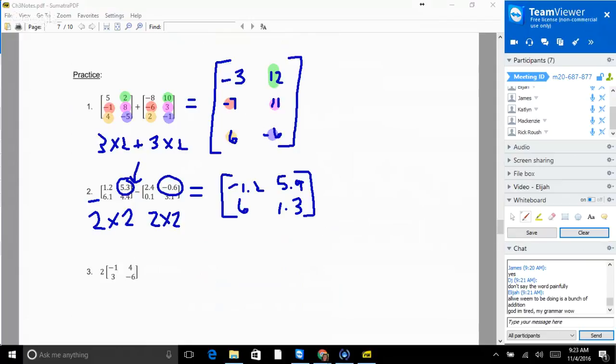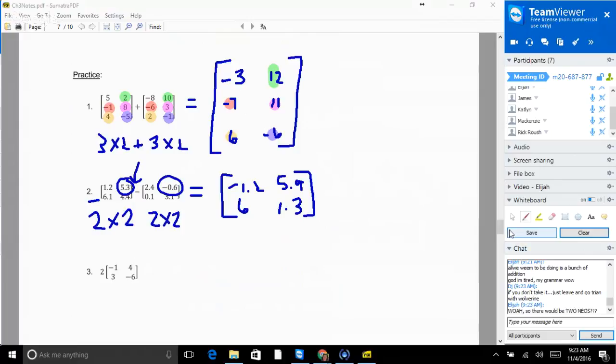So far, so good. All right, so let's look at number 3. Number 3, we have something a little different, right? This is our scalar multiplication. So scalar multiplication means that we're multiplying a single number by the whole matrix. That means we need to multiply everything in the matrix by 2. So 2 applies to every number in the matrix. We're going to scale everything up by 2, is how I like to think of it.